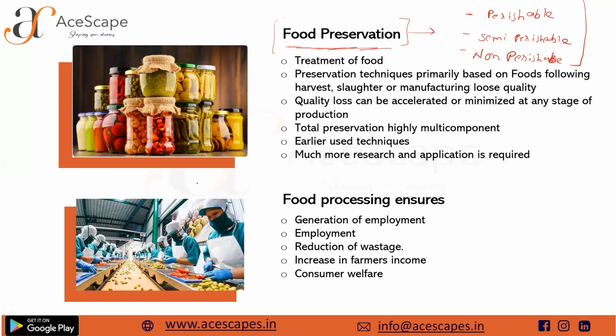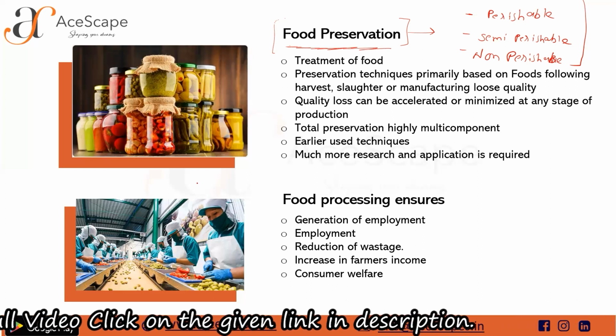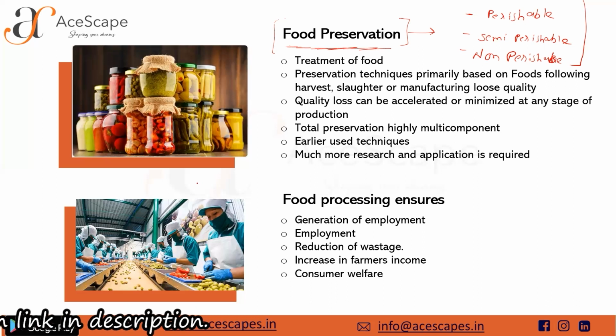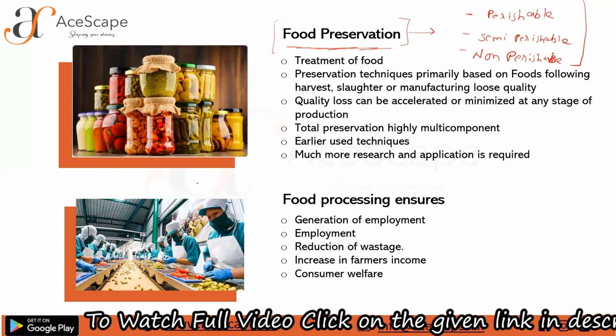Total preservation is highly multi-component. We know that to achieve preservation, we have to apply multiple things at a time. We have to understand food chemistry also: what is the chemistry behind that spoilage? We have to understand microbiology also, whether microorganisms are involved in that or not. And we have to understand which techniques can prevent this spoilage. So these are multi-component, and a lot of research has been carried out on this topic, but much more research and application is required now also, right?